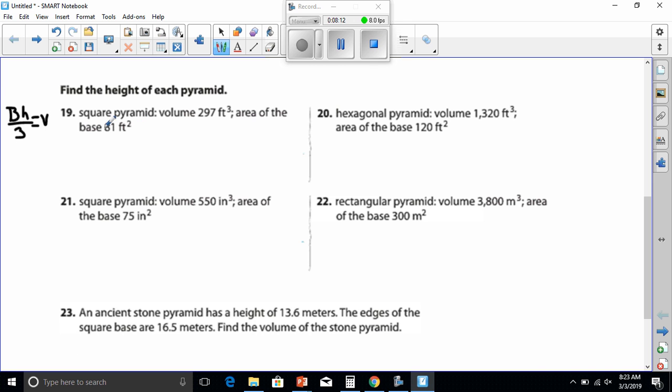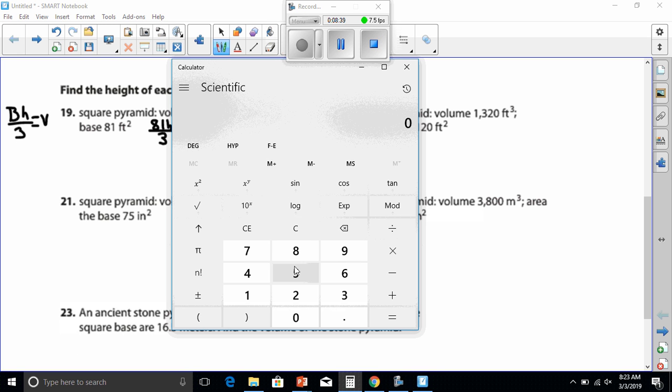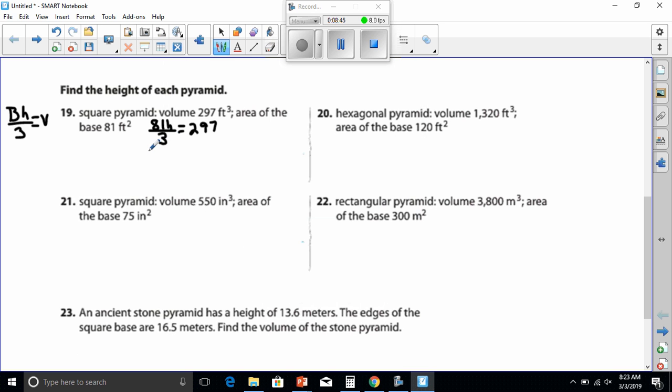So the base, it says the area of the base is 81. So if I replace B with 81, I have 81 times H divided by 3, and that has to give me my volume, and that has to equal 297. If I do this, I see that 81 divided by 3, well, I'll put that in my calculator, even though I figured that out in my head already. 81 divided by 3 is going to give me 27. So we got 27 times H is going to equal 297.